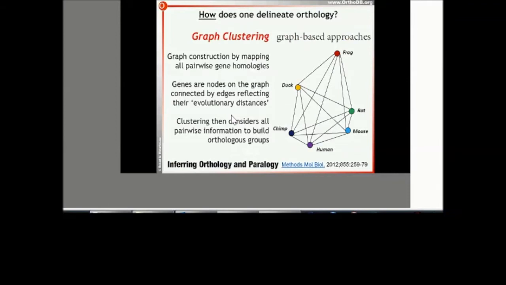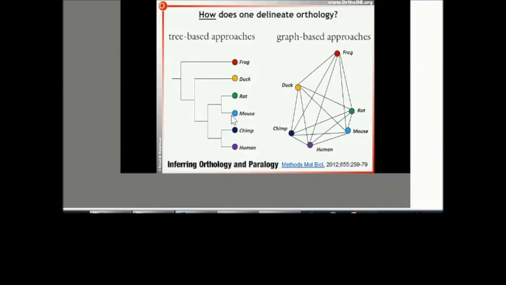Graph-based approaches start by constructing a graph of all pairwise gene homologies, where the genes are nodes on the graph, and these are connected by edges that reflect the evolutionary distances between pairs of genes or proteins. Then the clustering considers all of this pairwise information to build the orthologous groups. And you can see the similarities between the two in that we are trying to identify the relations between genes in extant species and reconstruct their phylogeny up to their last common ancestor.